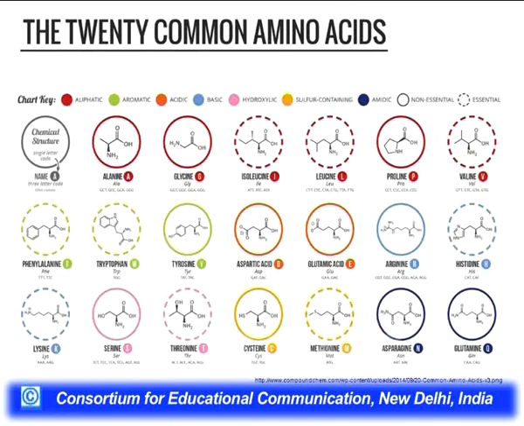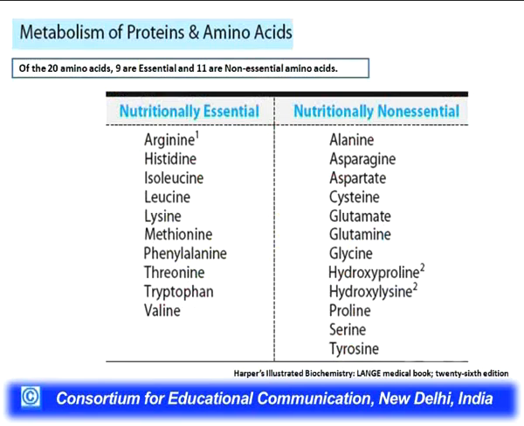They are broadly classified into essential and non-essential amino acids. Of the 20 standard amino acids, 9 are essential amino acids, while 11 are non-essential amino acids. So what do essential and non-essential mean? Essential means they are nutritionally essential, which means these particular amino acids are not synthesized at a high level in our body, so they have to be taken up from external food sources.